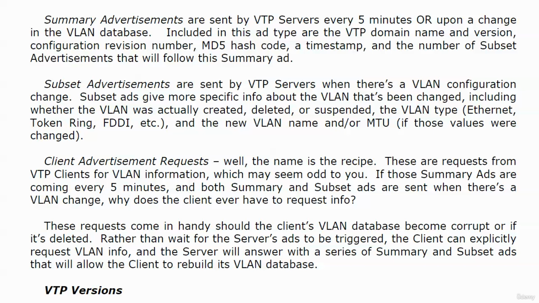And rather than wait for the server's ads to be triggered or wait for that 5-minute time period, the client can then explicitly request VLAN information, and the server will answer with a series of summary and subset advertisements that allow the client to rebuild its VLAN database. Just that simple in theory, and actually that does work really well in practice as well. But I would definitely know when the summary and subset ads come and what kind of information they contain.